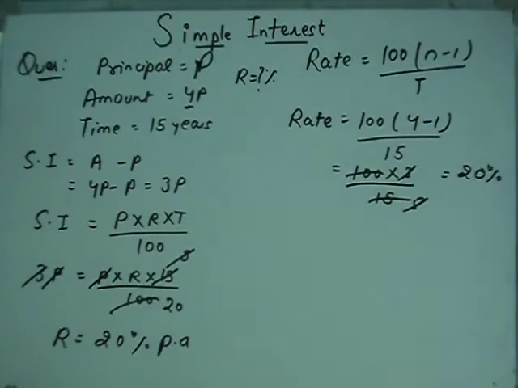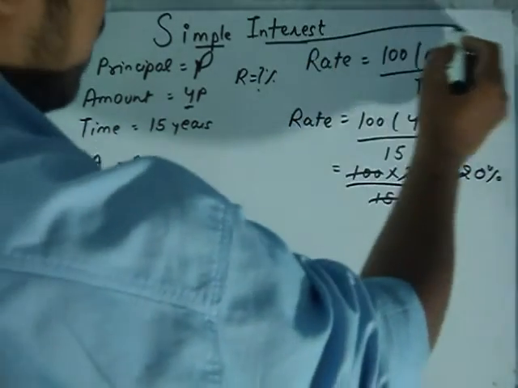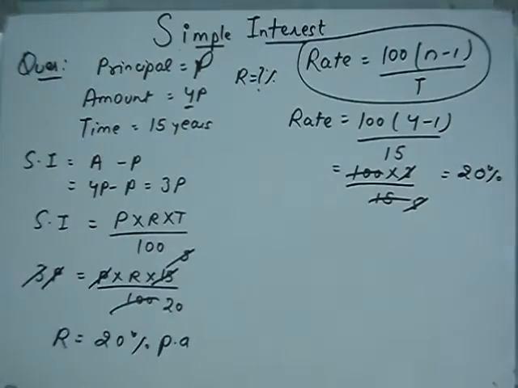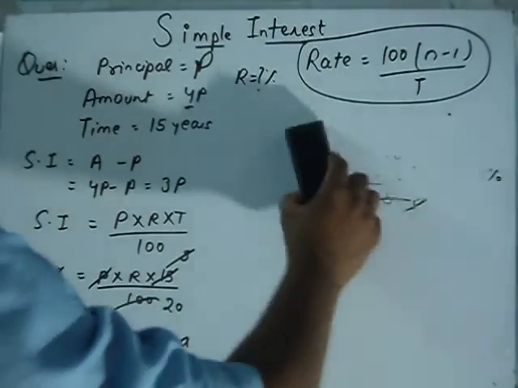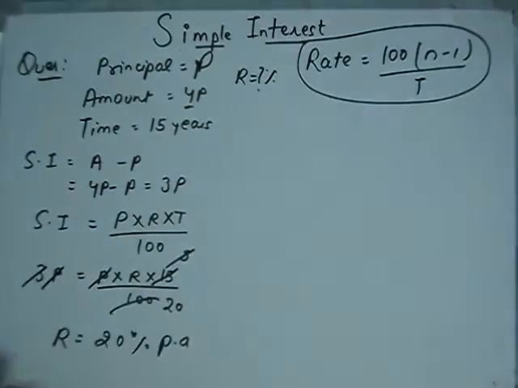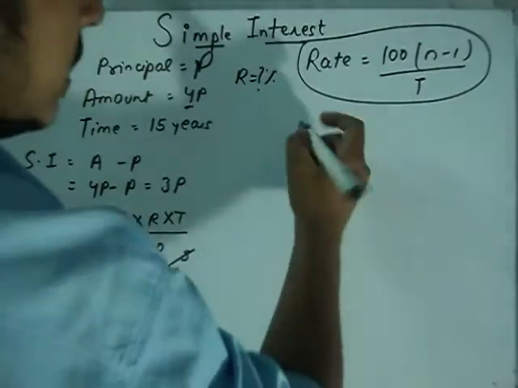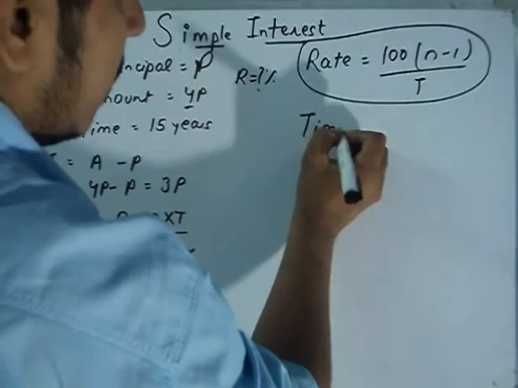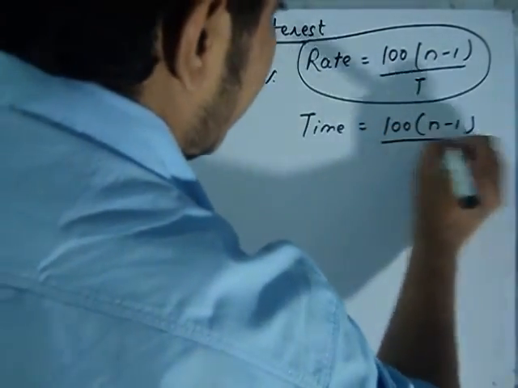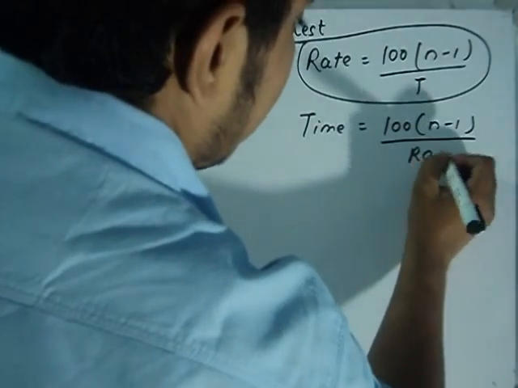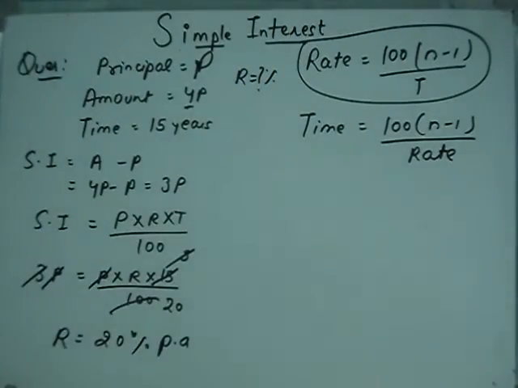I hope it's clear to you. It's a direct formula by which we can calculate this value. We have another formula by changing it: if we have to calculate the time, then in that case we reverse it like this. Here n is the same variable, and we change this by the cross multiplication method.